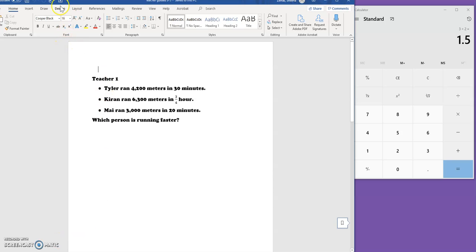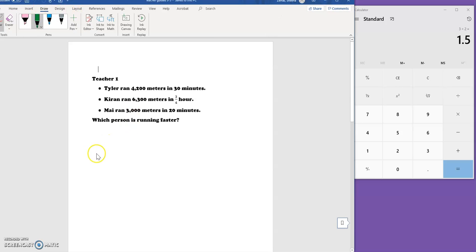In order for me to decide who is running faster, I am going to find the unit rate for all three runners. Remember, a unit rate is how much for one. So the first thing I'm going to do is take each of their rates and write them in fraction form. So for Tyler, he can go 4,200 meters, making sure because it's a rate, we're including some sort of label, and he can do that in 30 minutes.